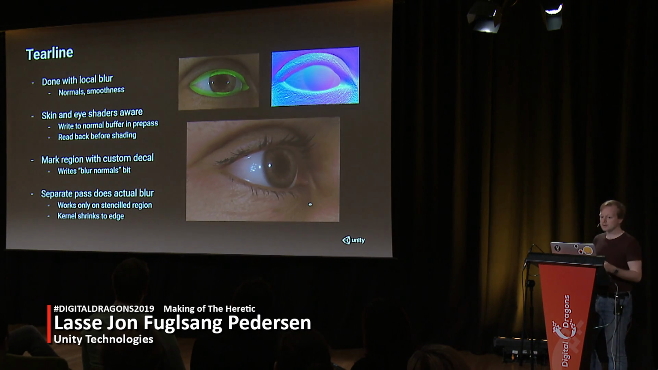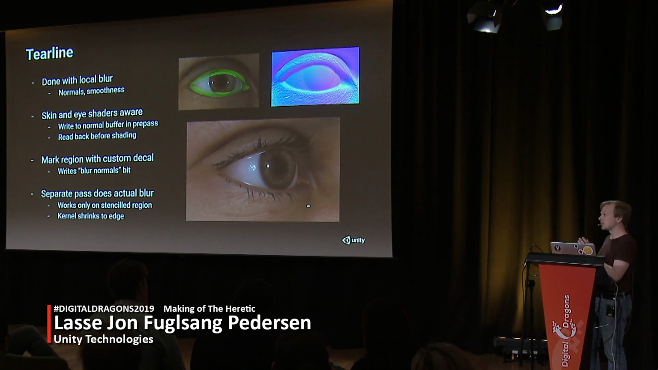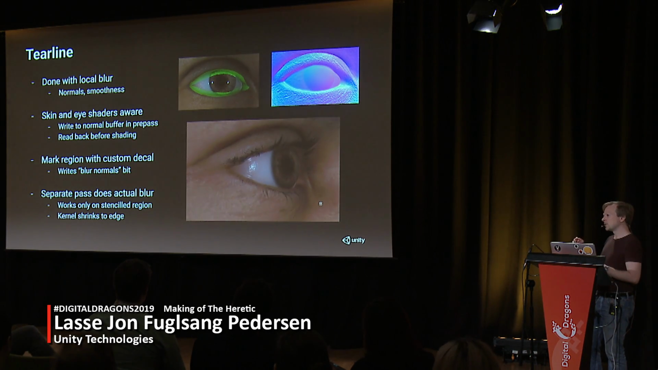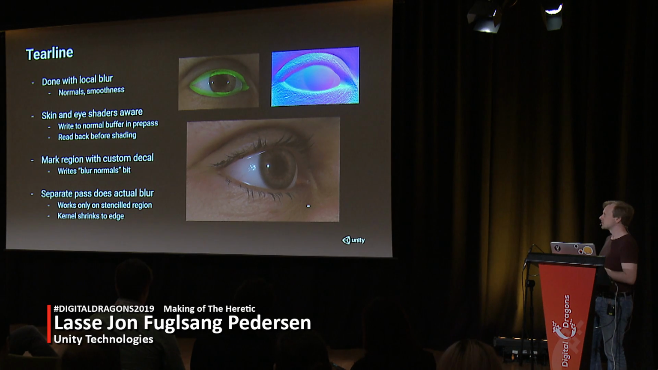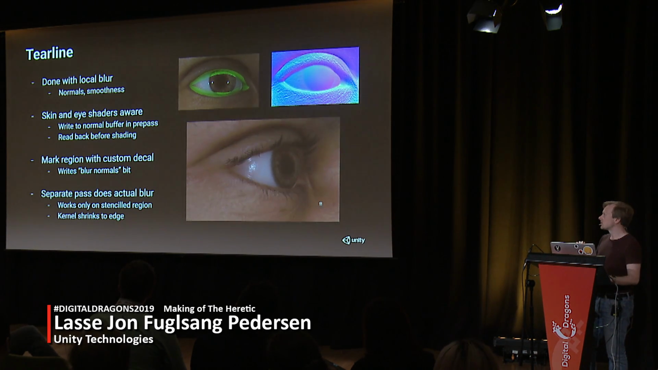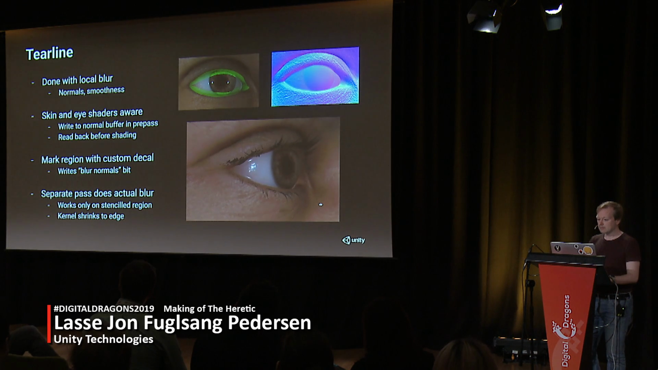The way we do this is that we mark the region with a custom type of decal that just writes, hey, I want to blur the normals here, into the stencil, and then we gather what wants to be blurred, mask out everything, and then do a separate pass that blurs those regions where the kernel shrinks towards the edge of the region. So we get this nice soft falloff towards the edge of the decal, and you can see how that comes out in the end with the tear line. So it's a screen space thing, and it gets the job done.